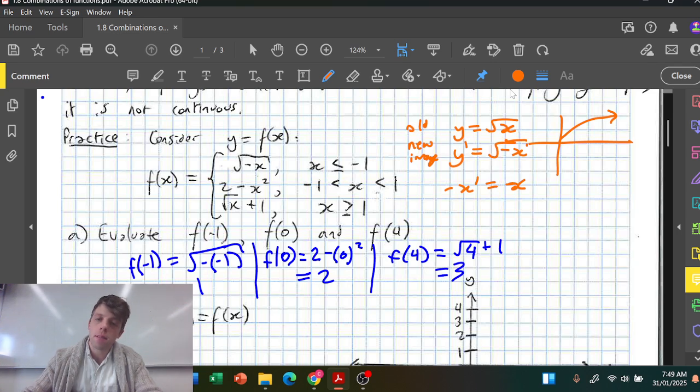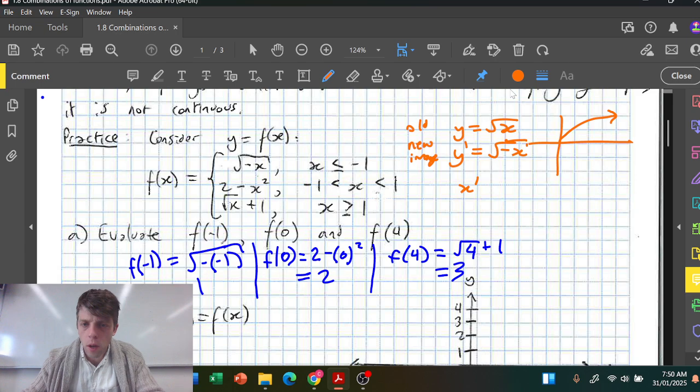If we think about this, if we have an input of, say, 1, and I put in negative 1 here, then that's not going to work. So the function isn't going to be defined on this side. The function is only defined for negative x values. For example, if I put in negative 1, we get out 1. If I put in negative 4, I get out 2.